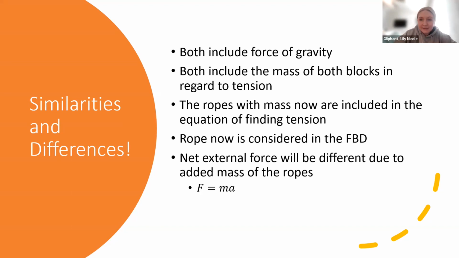So if we're asked to find the tension of the rope, we would need to consider the mass of that rope in relation to that force because now it's important to know that.